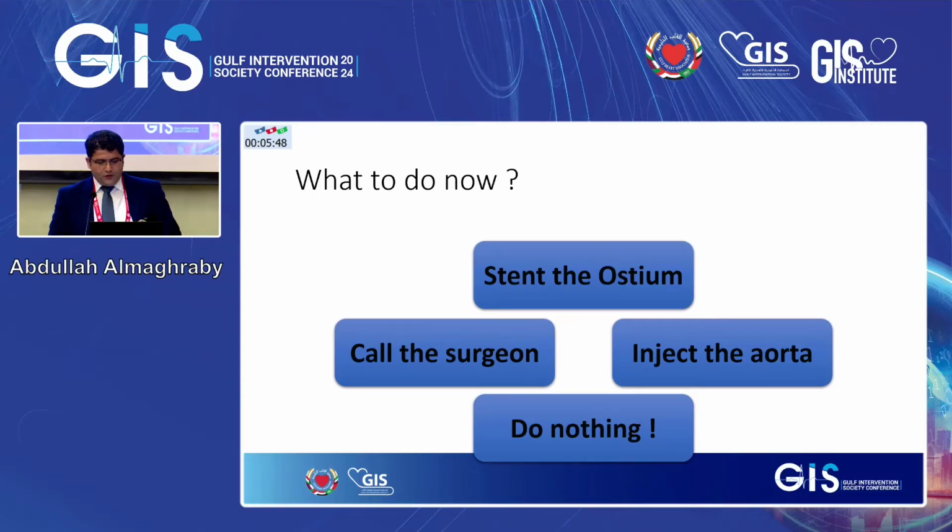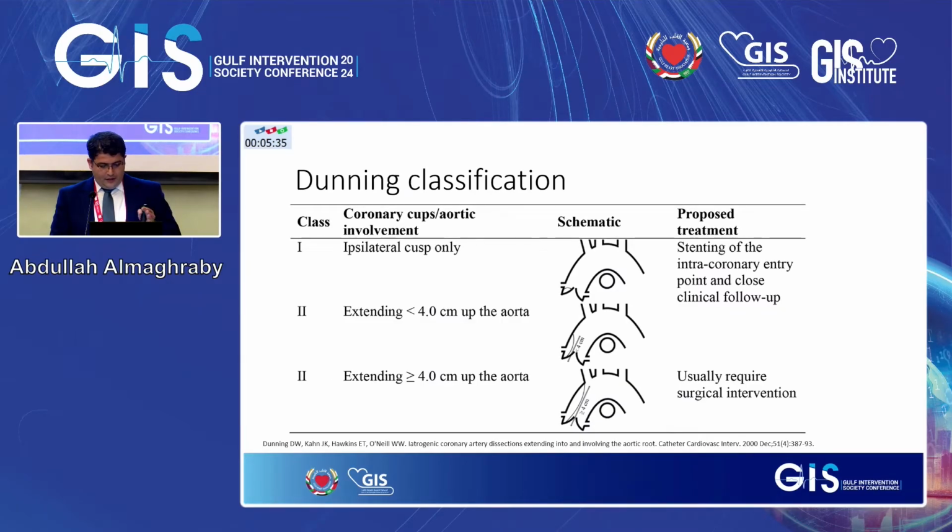So what to do now? Will we stent the ostium, or call the surgeon, or inject the aorta, or do nothing? Actually, in this stage, we should stop injecting inside the coronaries and start injecting the aorta. So in order to know the classification of this dissection, or coronary cusp aortic involvement dissection, either it is class 1 with ipsilateral cusp only, or it is class 2 with extending less than 4 centimeter in the ascending aorta, or it is class 3 extending more than or equal to 4 centimeter up the aorta.